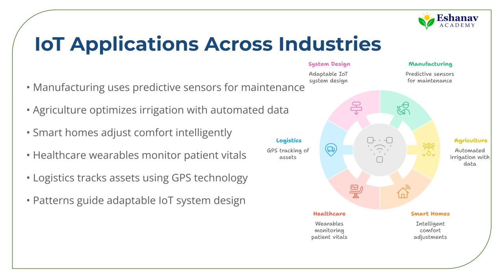IoT isn't abstract. It solves tangible problems across sectors. In manufacturing, vibration sensors prevent motor failures through predictive maintenance. Agriculture relies on soil and climate sensors for precise irrigation. Smart homes adjust lights, temperature, and security automatically. Healthcare wearables monitor vitals, sending alerts for anomalies. Logistics companies track fleet and assets via GPS sensors.